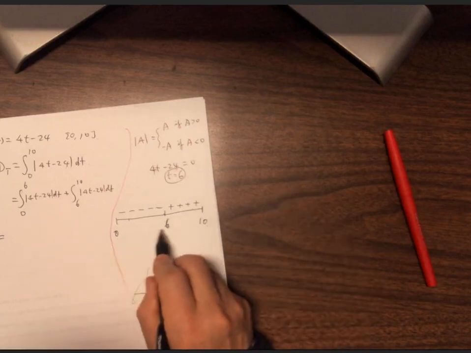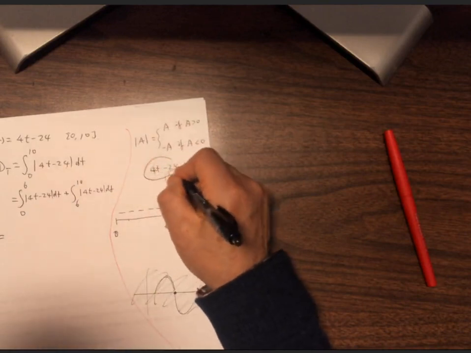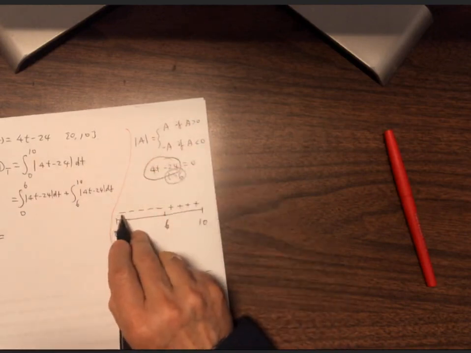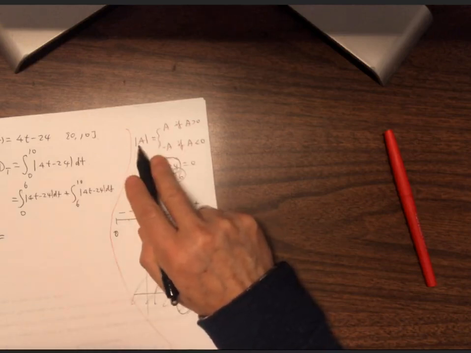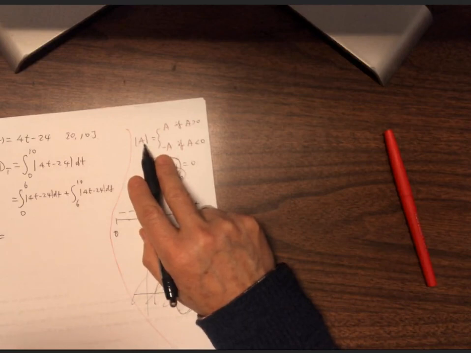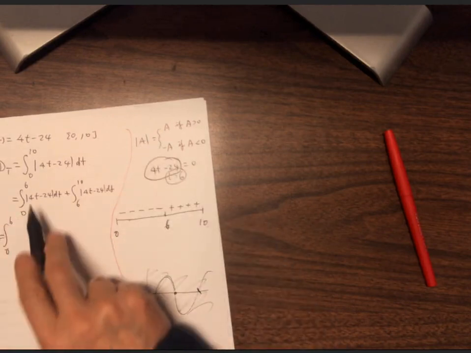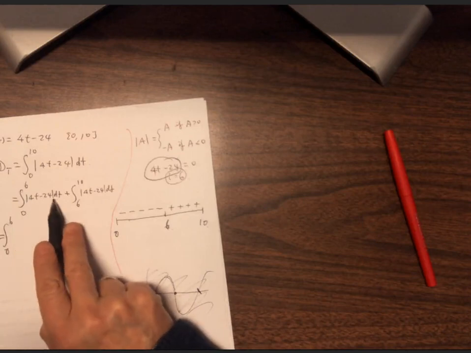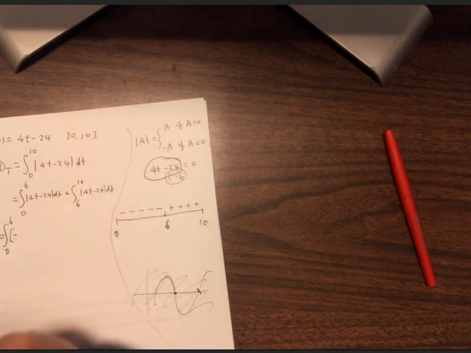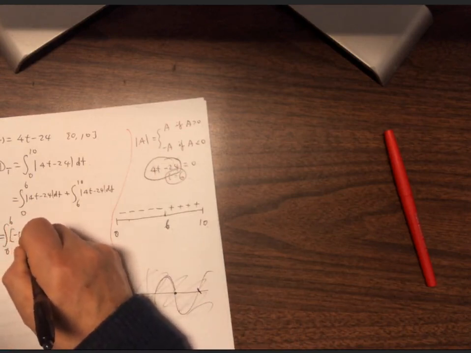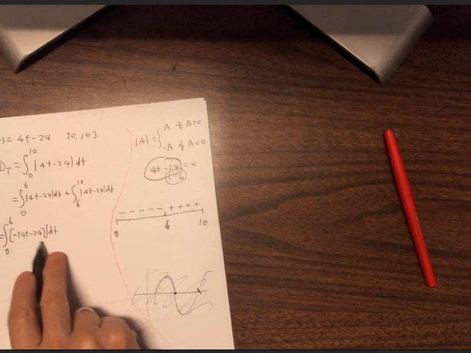Okay, start with 0 to 6. From our sign chart we see 4t minus 24 is going to be all negative. Therefore, based on the definition of absolute value, we can get rid of the absolute value signs by placing a negative sign in front of the expression. So we can do negative (4t minus 24) without absolute value signs.